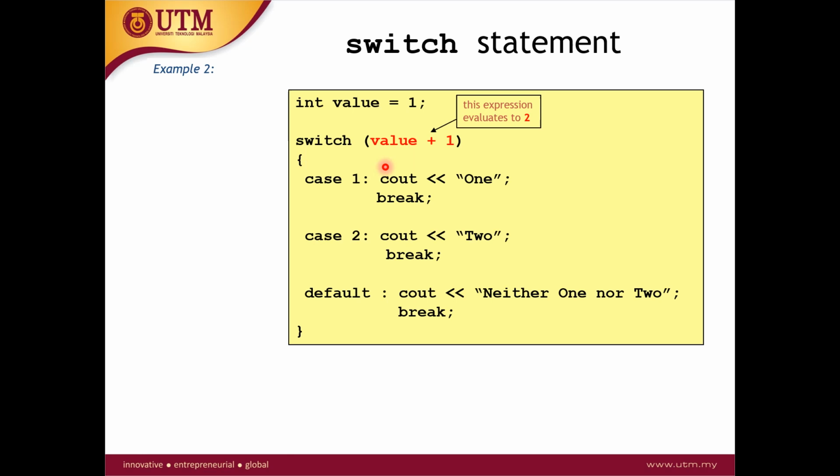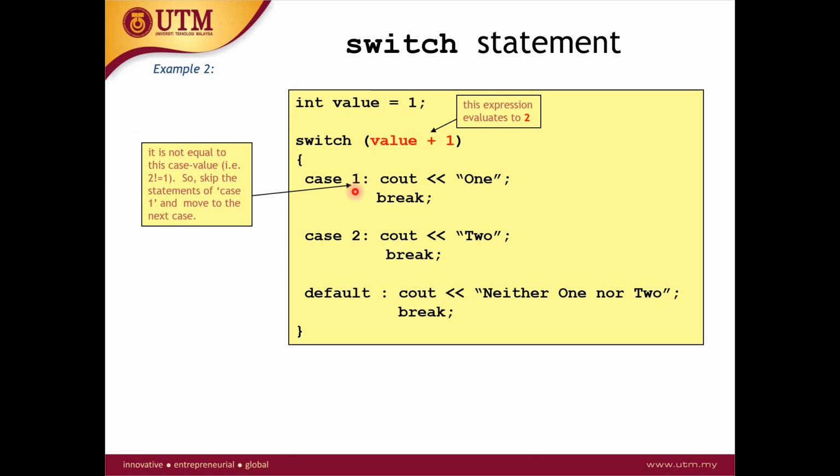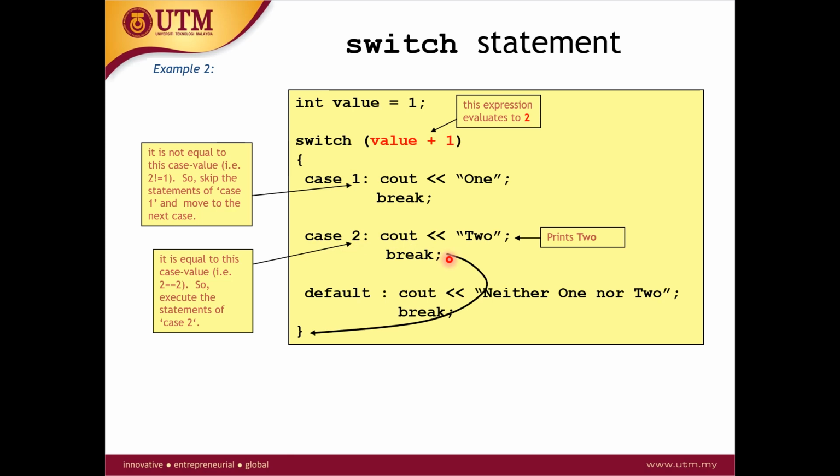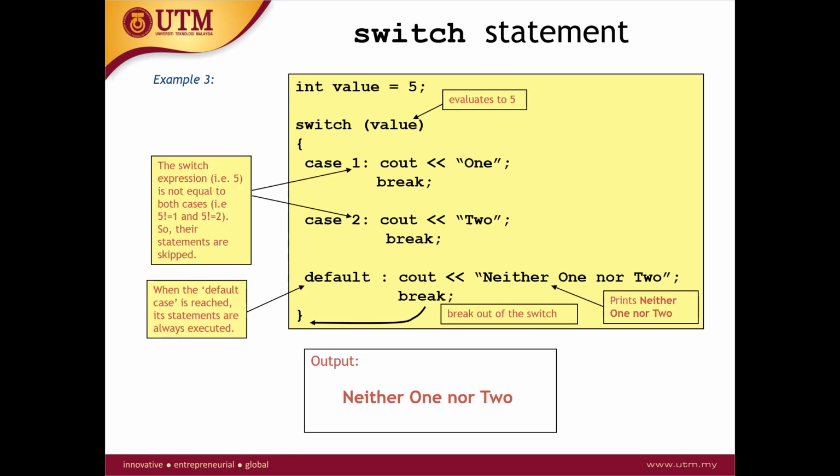So the value is going to be 2. In case 1, what happens? Case 1 is false, because the value is not equal to 1. The value equals 2, as we've already calculated, so it skips this case and goes directly to the next one. Is it equal to 2? Yes. So what's going to be the output? 2. Then it comes to the break, which goes to the end of the switch statement. So the output is going to be 2.